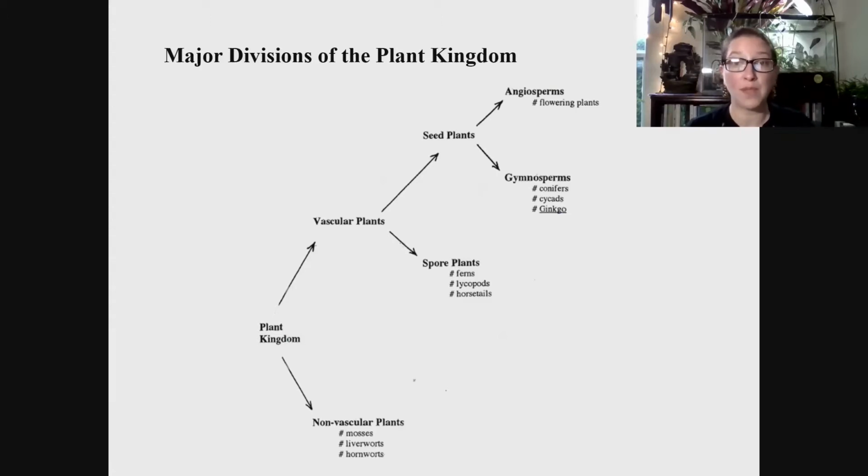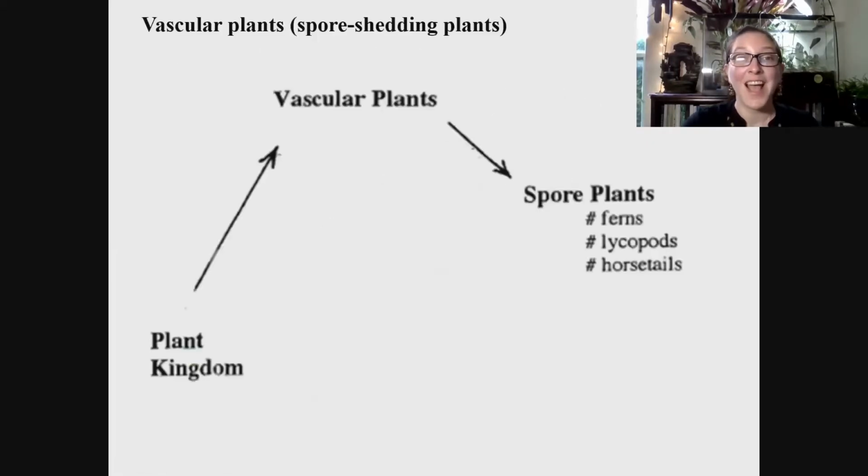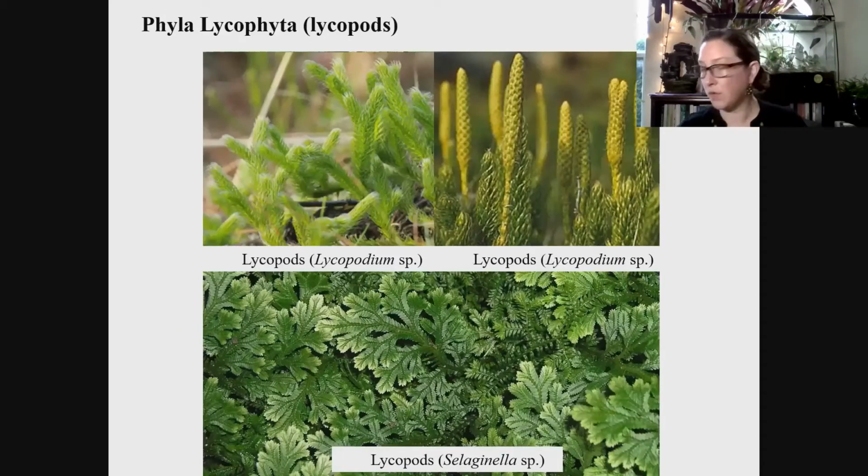Okay, so here's our roadmap that we've seen before. We've already gone through those non-vascular plants that are at the bottom. Now we're in the vascular plant part of the plant kingdom, right? Here we are, and we're going to start our journey here in these spore-bearing, spore-shedding vascular plants. Ferns and lycopods are who we're going to talk about today. The book covers a few more, but for the purposes of this class, ferns and lycopods are plenty.